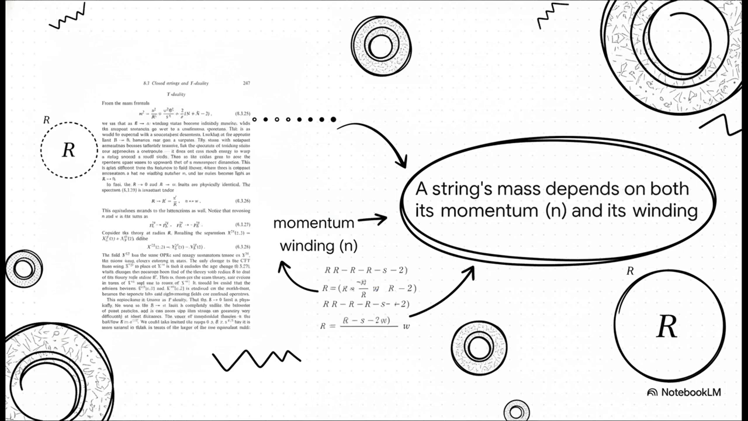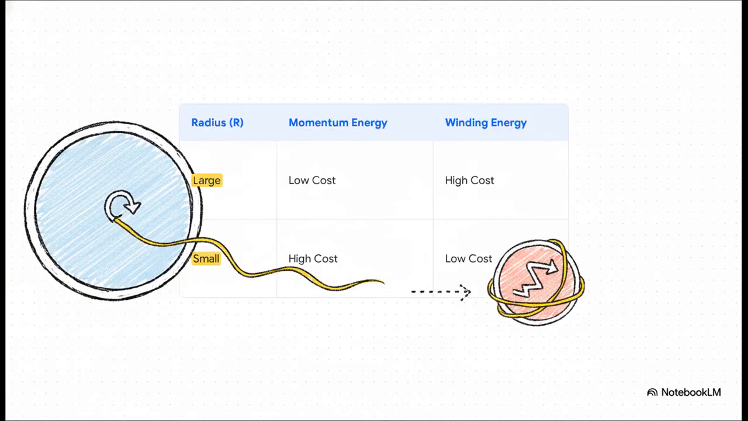Now look at the other part, with w times r. That's the winding energy. It does the exact opposite. As r gets smaller, that part of the energy gets smaller. It's a perfect tug-of-war. This table makes it crystal clear. In a big, wide circle, it's really easy to move around. That's a low energy cost. But stretching a string around a huge circle takes a ton of energy.